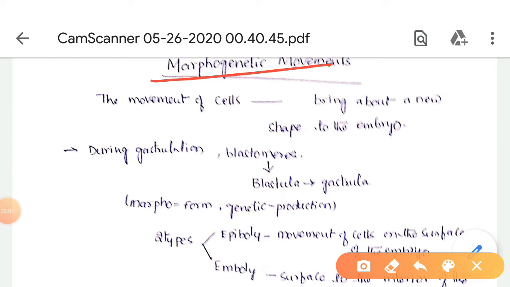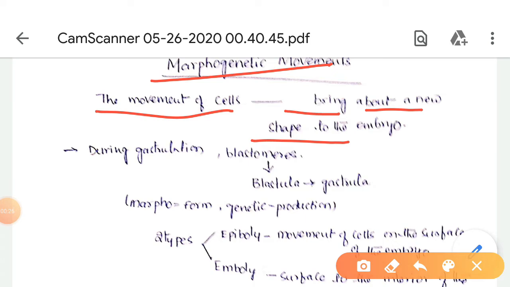Today we discuss morphogenetic movements. We already know about morphogenetic movements; previously we discussed them in gastrulation. Morphogenetic movements mean the movement of cells from one place to another to bring about a new shape to the embryo.